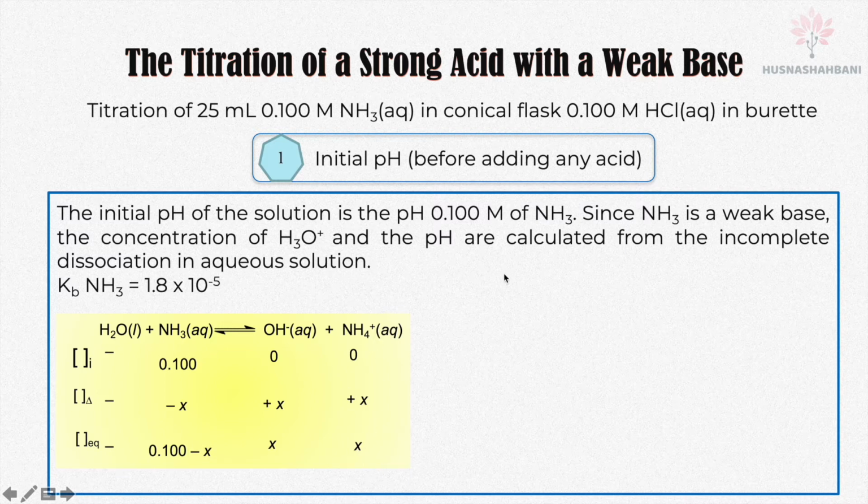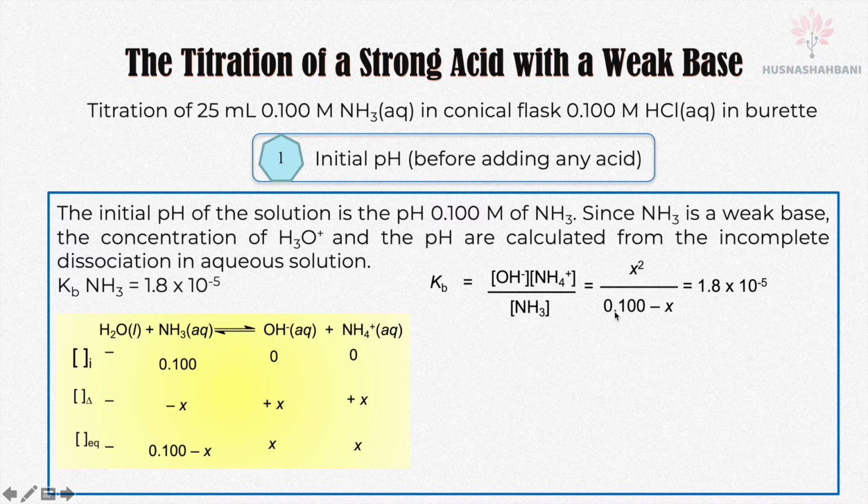Now we want to calculate the pH. pH equals negative log H3O plus, but we don't have H3O plus, we have OH minus. So for OH minus, we need to calculate the pOH first. pOH equals negative log OH minus, but we don't have the concentration of OH minus. In order to determine the concentration of OH minus, we need the Kb. Because Kb is given, use the Kb equation, product concentration over reactant concentration. So we can get this OH minus because the Kb value is given.